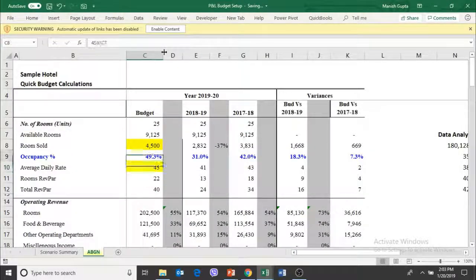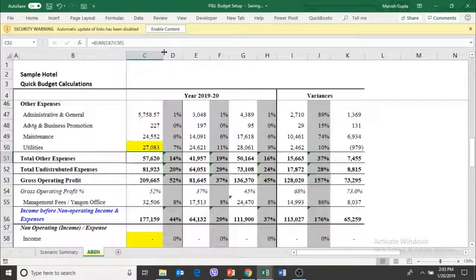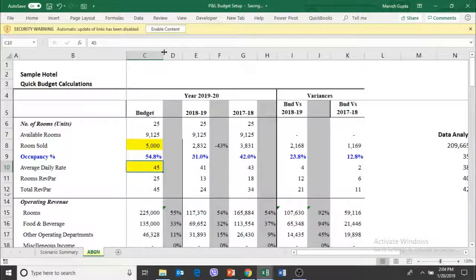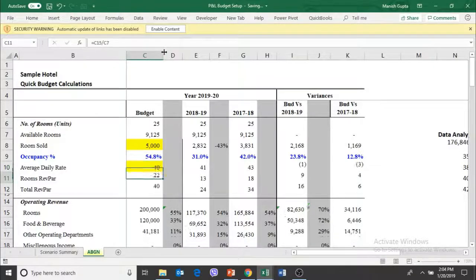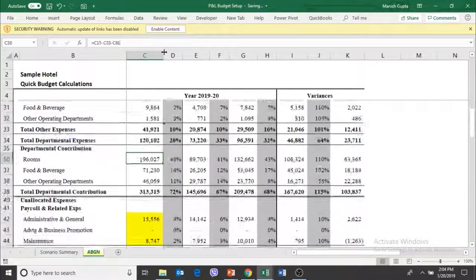But if it's still not enough, right? So let's play it down to 5,000. Now your occupancy is 54%. So the GOP number has come to 209, which is near your target, what you want to achieve. So let's say you cannot increase both ways, right? So let's bring down the rate to $40 and increase the occupancy to 6,000.